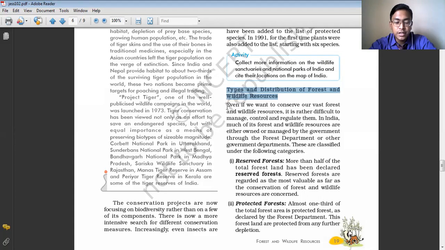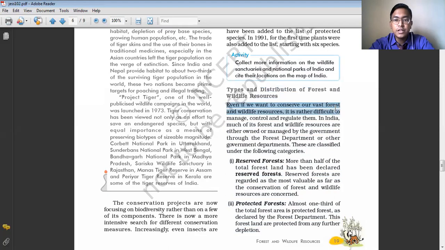So in our country, around 24% of the total geographical area is under forest cover. Okay. So these forests have been classified into different categories according to their importance.